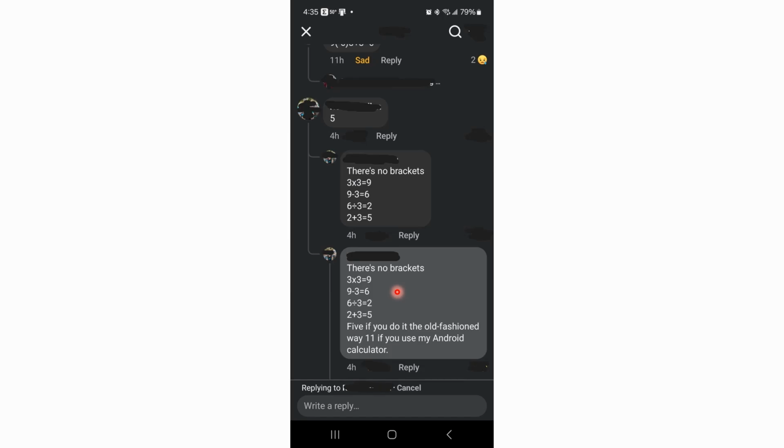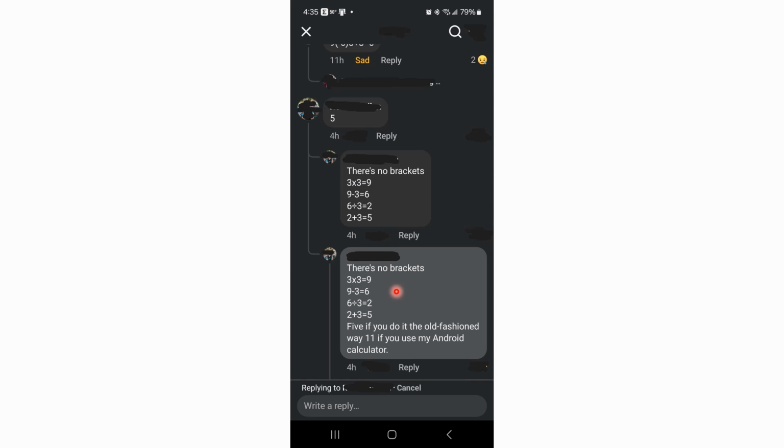But you see posts like this one all the time. I did block out the names, but I've got an individual here, an older gentleman, who posted this, and he said it was 5. And he said, well, there's no brackets. So he did exactly what I explained. 3 times 3 is 9. 9 minus 3 is 6. 6 divided by 3 is 2. 2 plus 3 is 5.